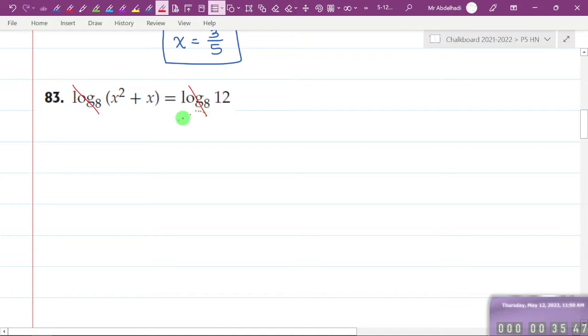So just drop the logs. And now we have this: x squared plus x equals 12. This is a quadratic, so I'll subtract 12 from both sides and get a 0 on the right side, right? So now it's in standard form equal to 0. I'll see if I can factor it.